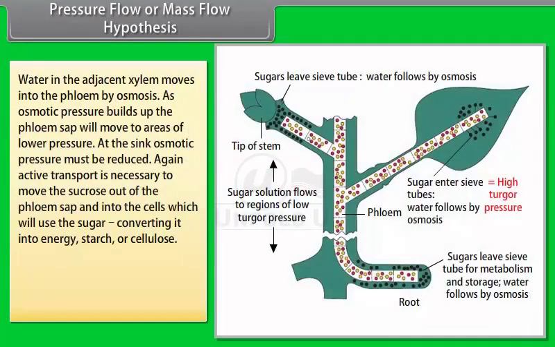Water in the adjacent xylem moves into the phloem by osmosis. An osmotic pressure builds up. The phloem sap will move to an area of lower pressure. At the sink, osmotic pressure must be reduced.